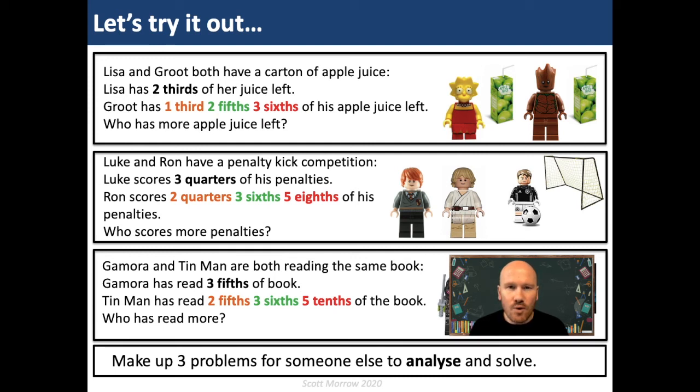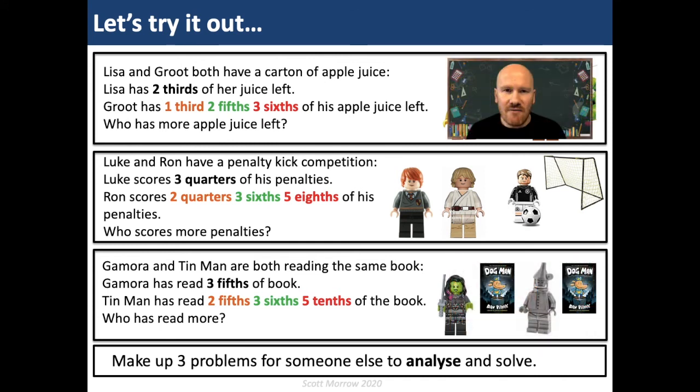Lisa and Groot both have a carton of apple juice. Lisa has 2/3 of her juice left. Groot has 1/3 of his apple juice left. Who has more apple juice left? For the second question, I'm going to use the green fraction. Luke and Ron have a penalty kick competition. Luke scores 3/4 of his penalties. Ron scores 3/6 of his penalties. Who scores more penalties?